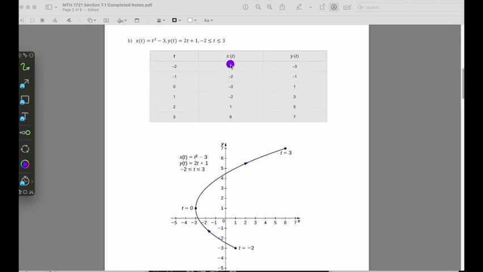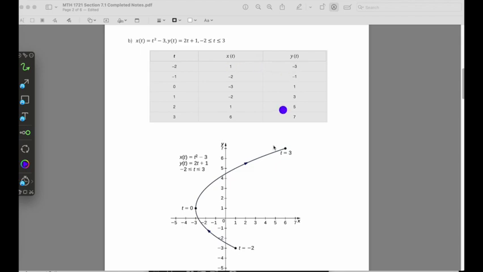And then when I go through and make that chart, as I plot points, I have to keep track of the direction that I'm plotting the points as t increases. So when t is -2, here's our first point.